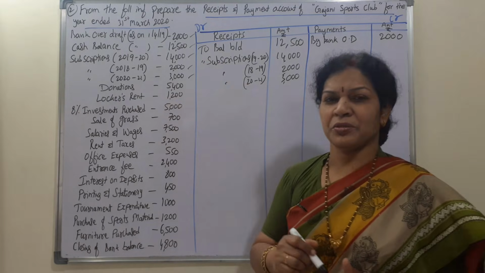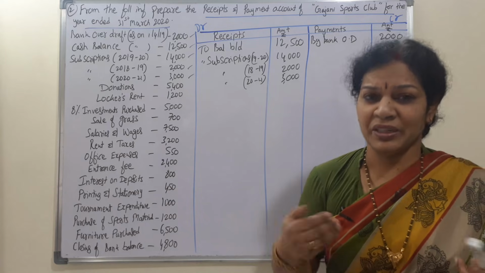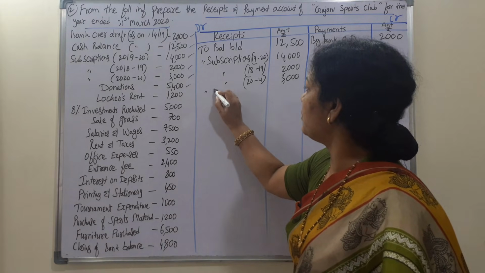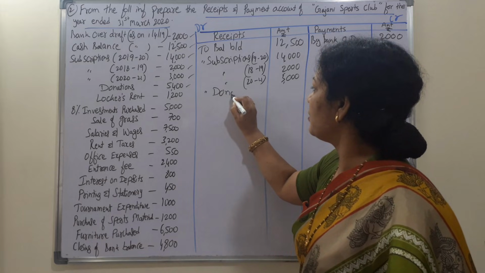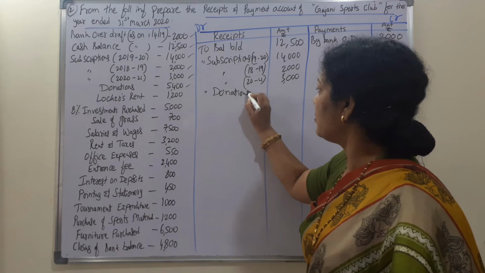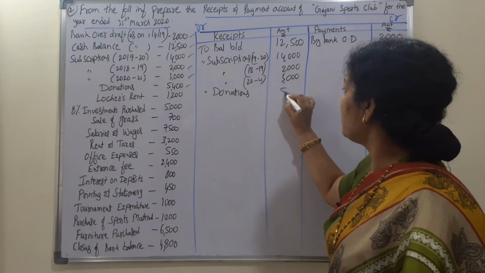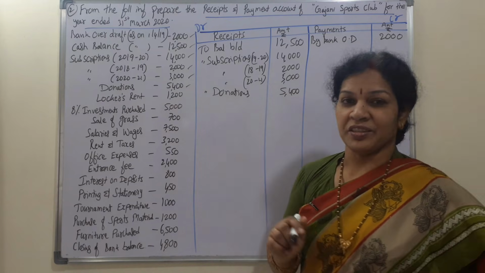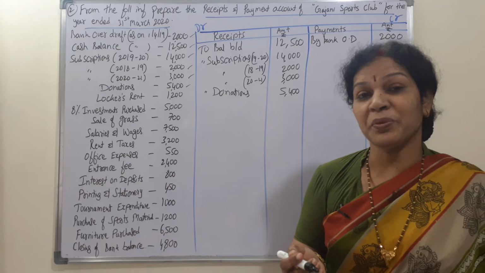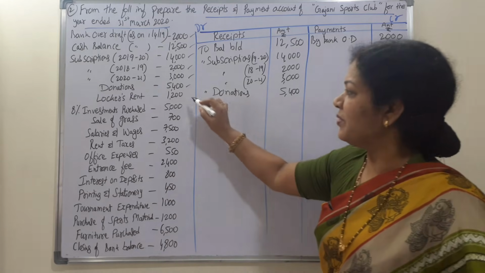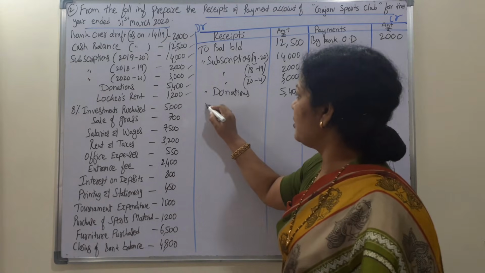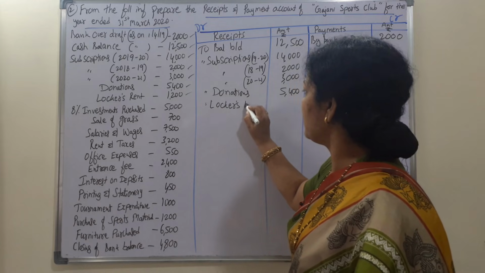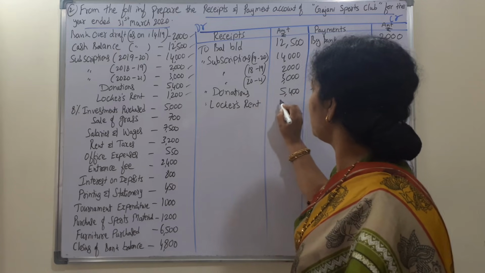Next, donations. Donations are also income. We are not giving, we are getting donations. So it's an income, and we'll write it on the debit side, to donations 5,400. Next, lockers rent. We are giving lockers for rent. That is also income, so on the debit side we write to lockers rent, 1,200.